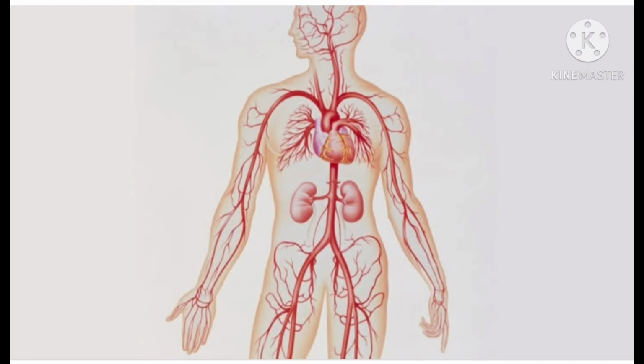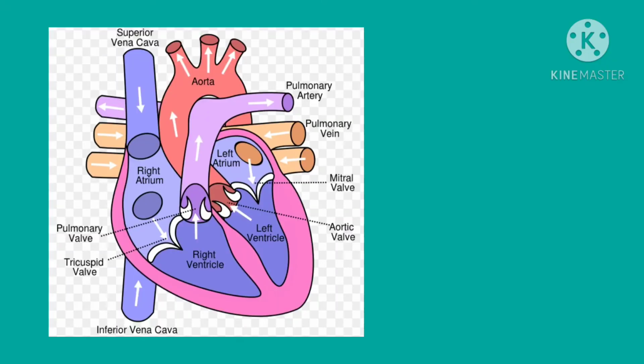One more point to remember is that the pulmonary artery is the only artery which transports deoxygenated blood, and the pulmonary vein is the only vein which transports oxygenated blood.